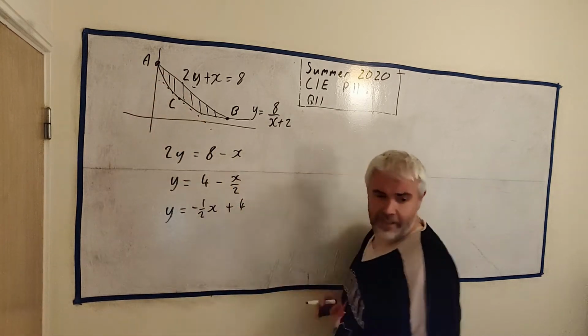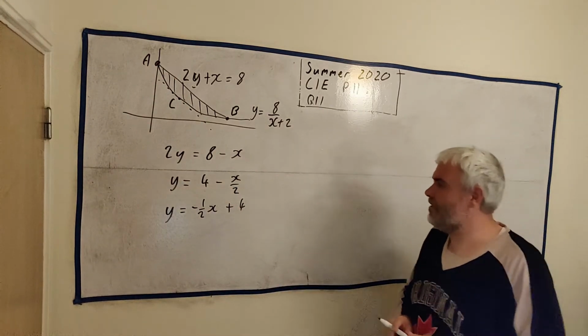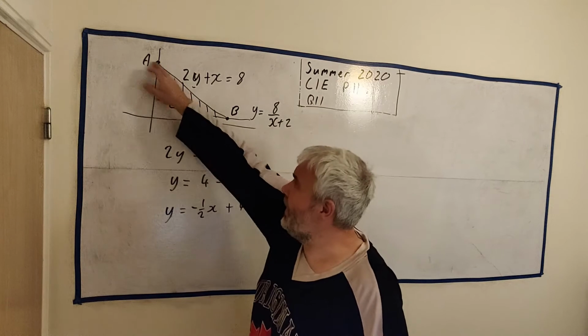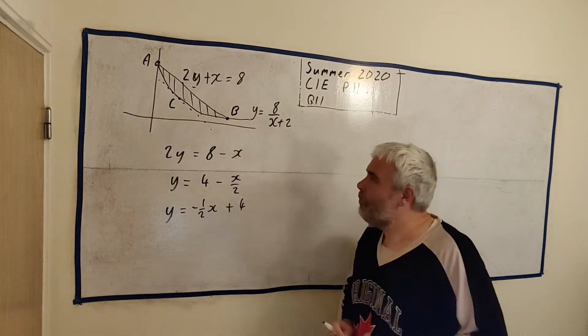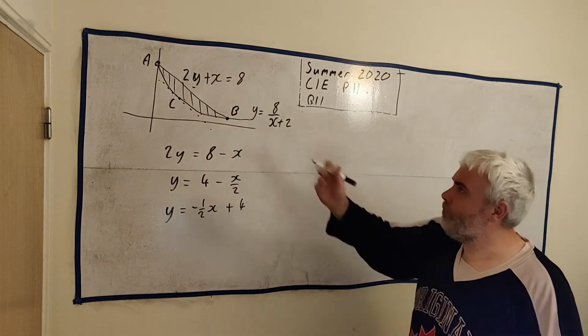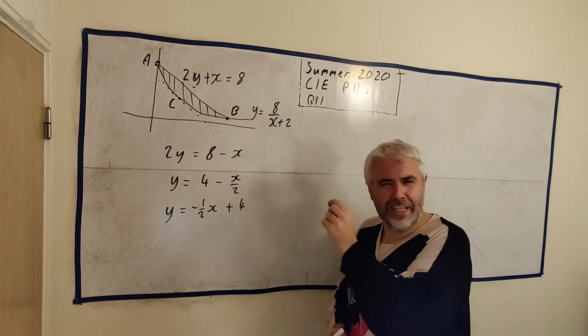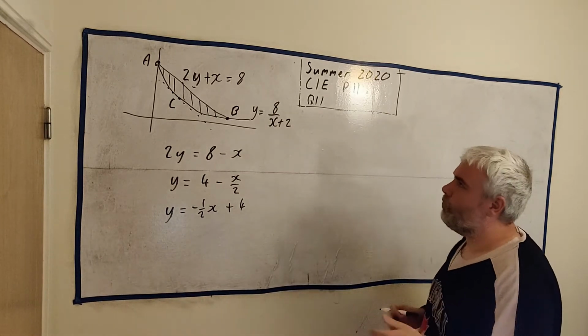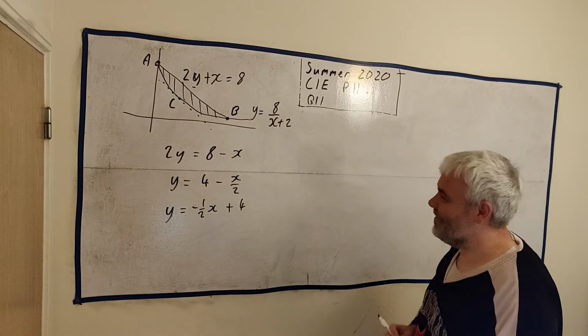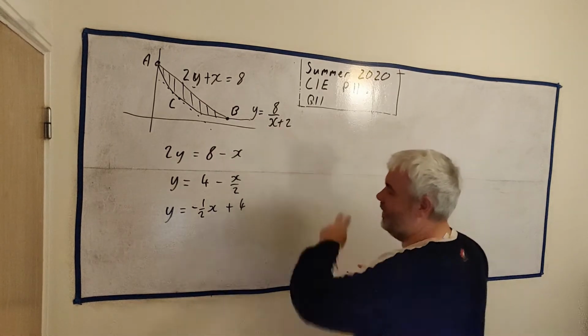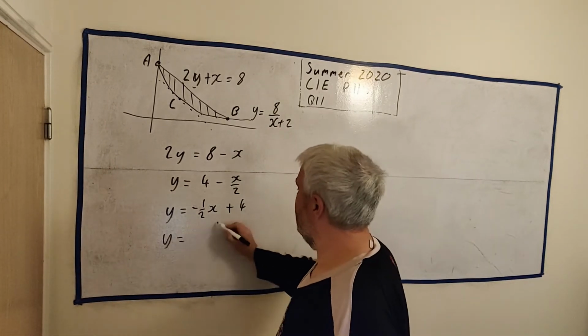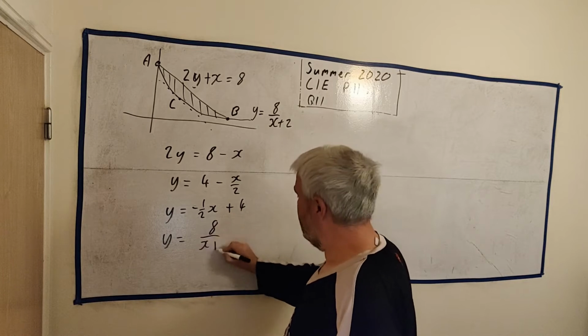That already tells me this: if it does in fact intercept the y-axis, I already have this point here. But maybe it's an optical illusion. Maybe it's really close to it and not quite there. So we better do more of the sums. Okay, and the curve is y equals 8 over x plus 2.